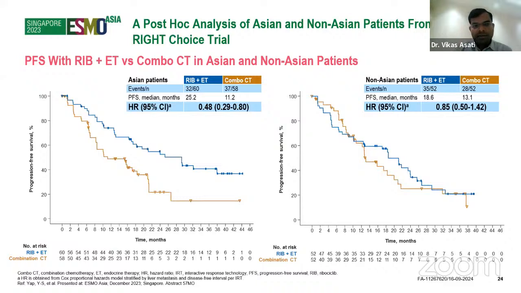Coming to the Asian patients, this data was new for me, that they tried to see how the Asian and non-Asian patients were doing with ribo plus endocrine therapy. The PFS is better in Asian patients. I don't know what the reason is, but the hazard ratio looks better for ribociclib plus endocrine therapy, at least in the RIGHT Choice trial.